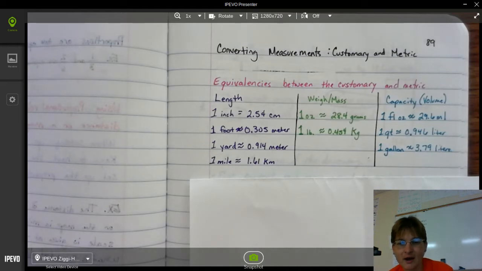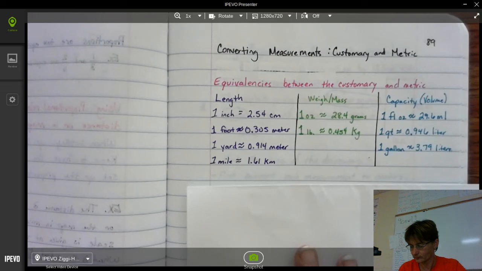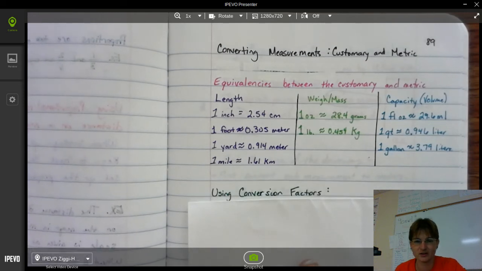In weight, we have 1 ounce is equivalent to 28.4 grams, and 1 pound is equivalent to 0.454 kilograms. Capacity, which is your volume, how much something can hold. 1 fluid ounce is equal to 29.6 milliliters. 1 quart is equal to 0.946 liters, and 1 gallon is approximately 3.79 liters.